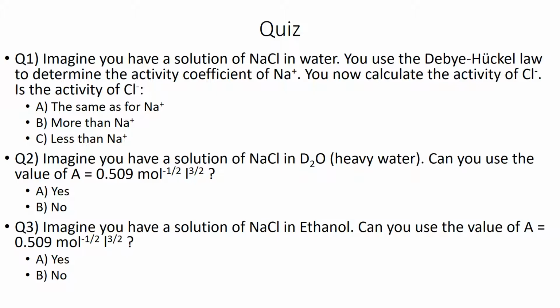Question 2. Imagine you have a solution of NaCl in D2O, that is heavy water. Can you use the value of A equals 0.509 mole to the minus a half liter to the power of 3 on 2? Yes or no? Question 3. Imagine you have a solution of NaCl in ethanol. Can you use the value of A equals 0.509 mole to the power of minus a half, liter to the 3 on 2? A, yes, or B, no?